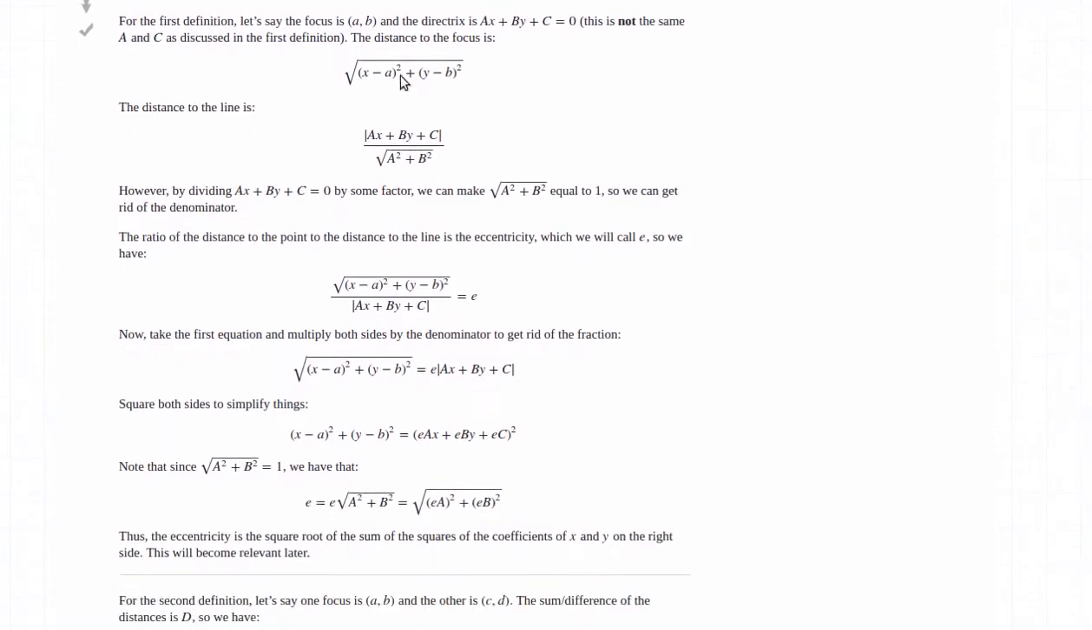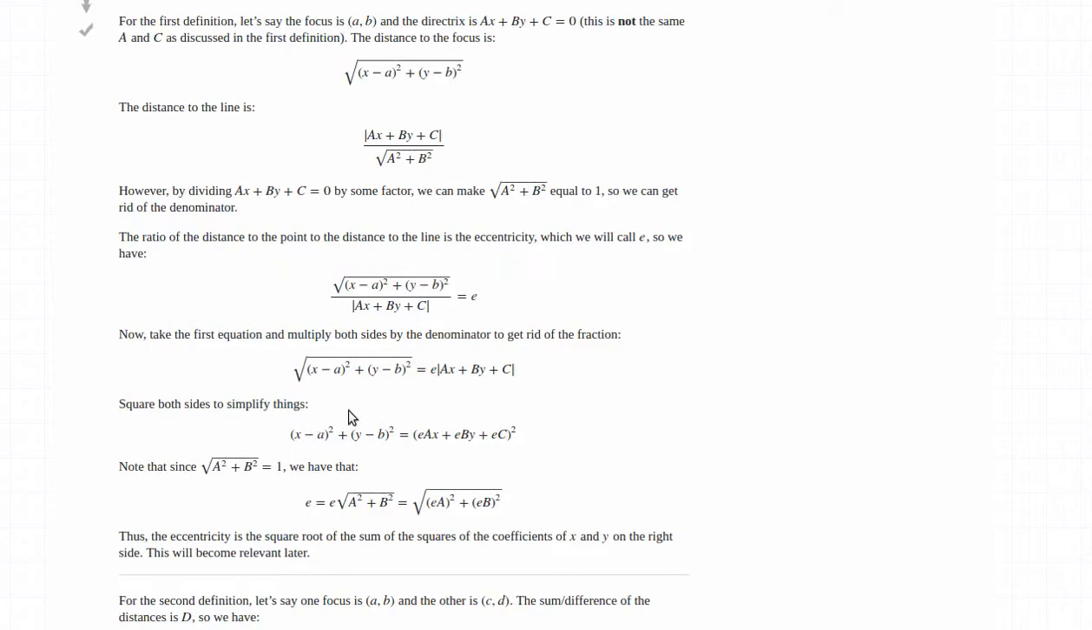Then we say the ratio of the distance to the point, using the distance formula, over ax plus by plus c, which is the distance to the line, is the eccentricity. We're going to call it e. Multiply both sides by the denominator. We have the square root of (x minus a) squared plus (y minus b) squared equals e times the absolute value of ax plus by plus c. Square both sides. First, I distribute the e on the right side, so it's (eax plus eby plus ec) all squared, and then on the left side we get rid of the radical.